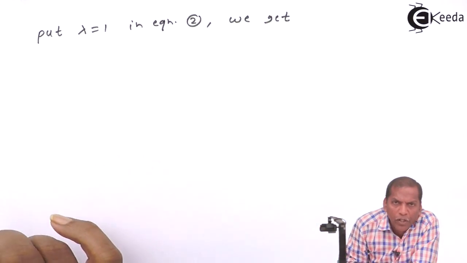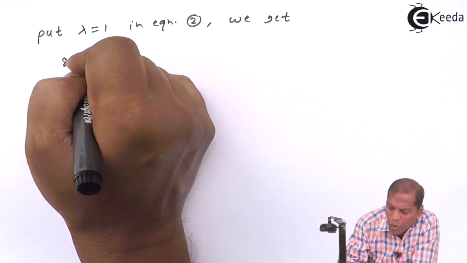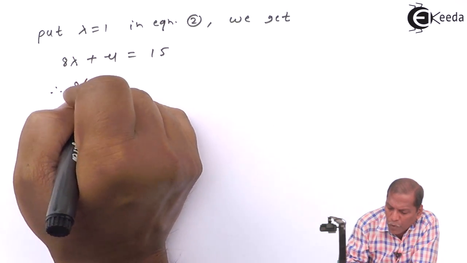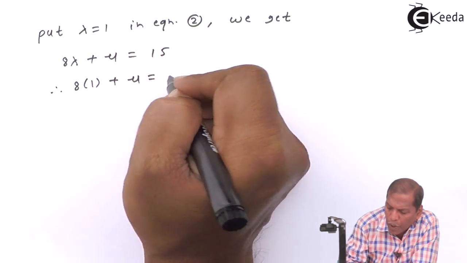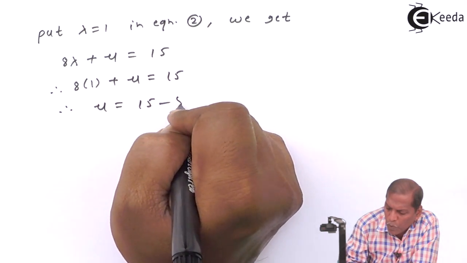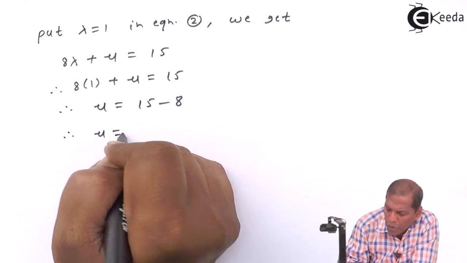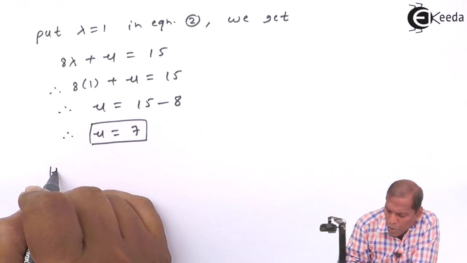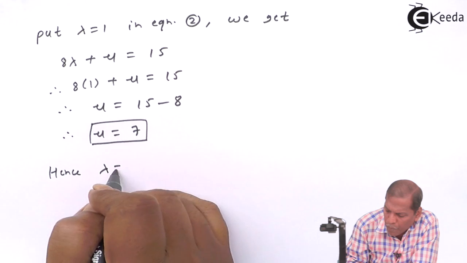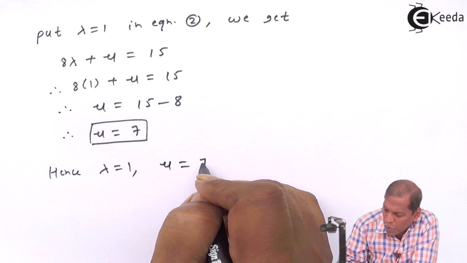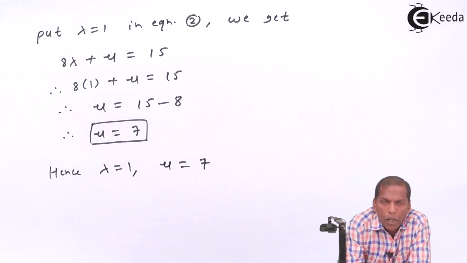first of all we write equation 2 as 8λ + μ = 15. Therefore 8 into 1 plus μ = 15. So μ = 15 minus 8. So μ = 7. So finally, hence we get λ = 1 and μ = 7. So this is the required solution for the given problem. Thank you.